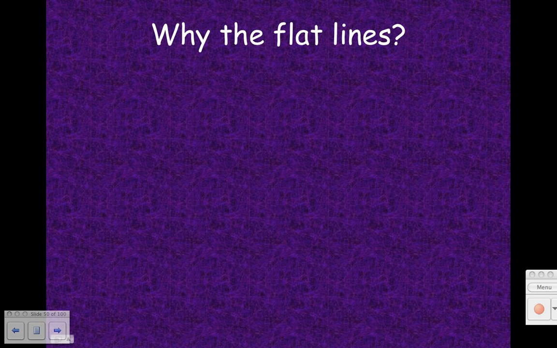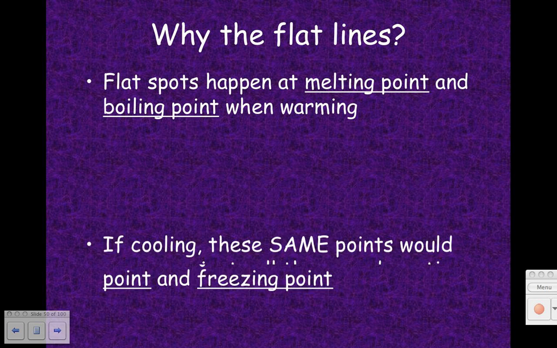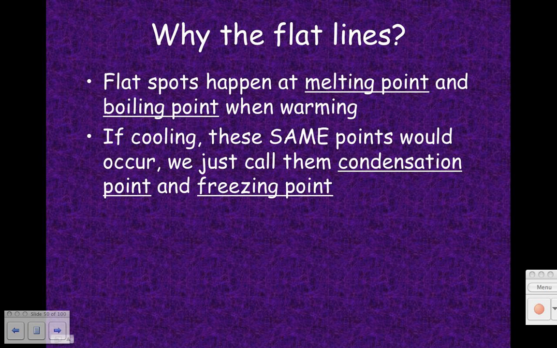So why the flat lines on our graph? Why do we have those plateaus? Well, if you notice, the flat spots happen at both the melting point and the boiling point when we're warming it. Now, if I were taking water vapor and cooling it down, we would see the exact same sort of graph, just kind of backwards. We'd start up in the higher temperature range and go down towards the lower temperature range, but we would still see those same flat spots. And they happen in the same points. We just call them different things, like the condensation point or the freezing point. So the melting point and freezing point of a substance is the same temperature, and the boiling point and condensation point of a substance is also the same temperature.